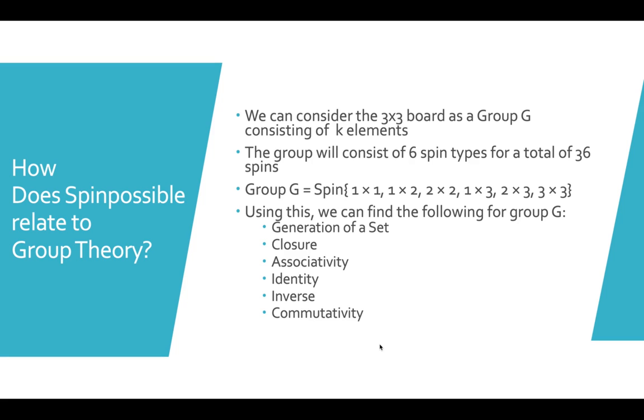So how does Spinpossible relate to group theory? Well, let's consider the 3x3 board as a group G consisting of K elements. The group will consist of 6 spin types for a total of 36 different spins. So group G consists of the spins, as we see there: 1 by 1, 1 by 2, 2 by 2, 1 by 3, 2 by 3, and 3 by 3. Using the elements that we found in the group G, we will go over the generation of a set, closure, associativity, the identity, inverse, and commutativity.